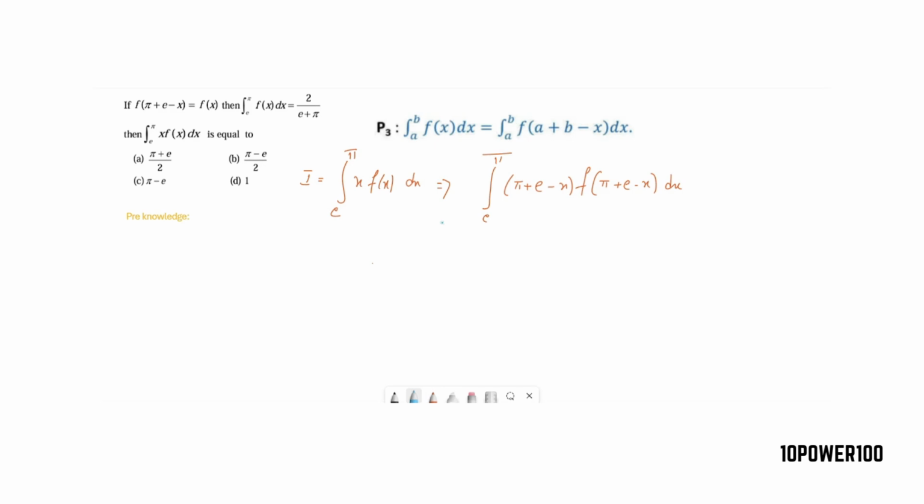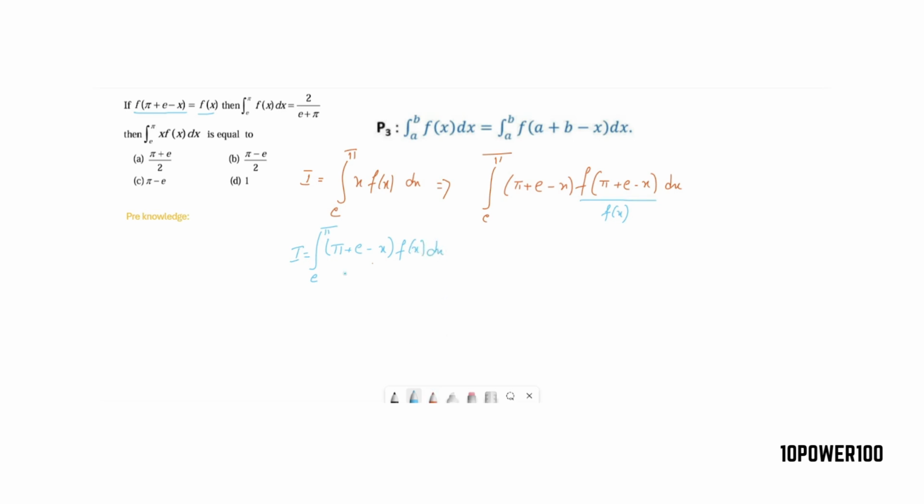So if you observe this, they have given f of pi plus e minus x is equal to f of x. So that is what I'm going to replace this. So f of pi plus e minus x becomes f of x. So I'll rewrite this. I is equal to the integral from e to pi of f of x dx.